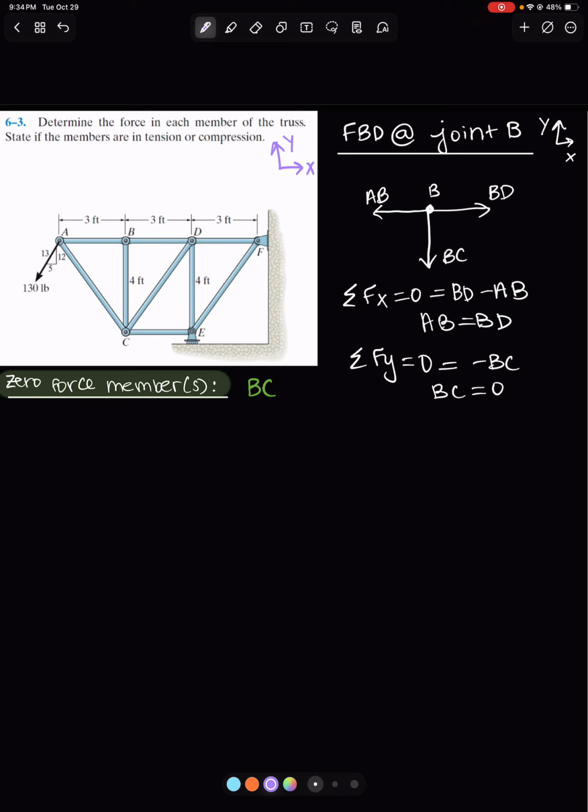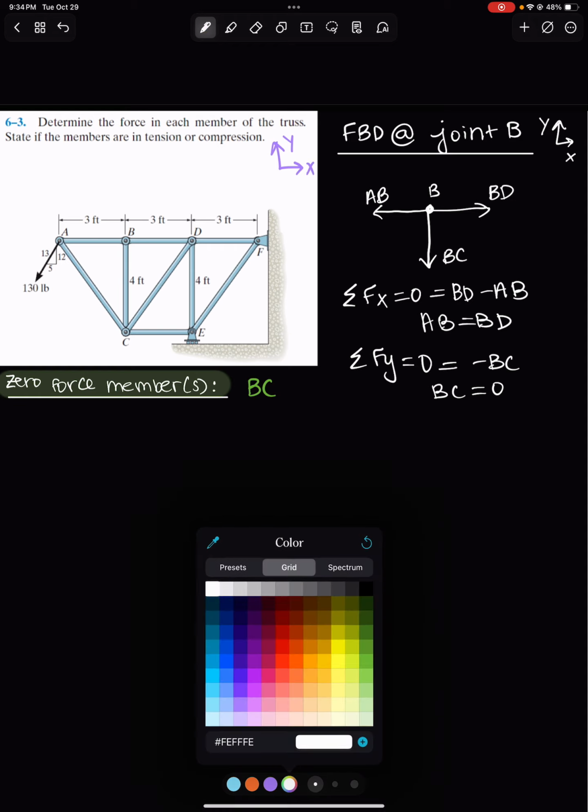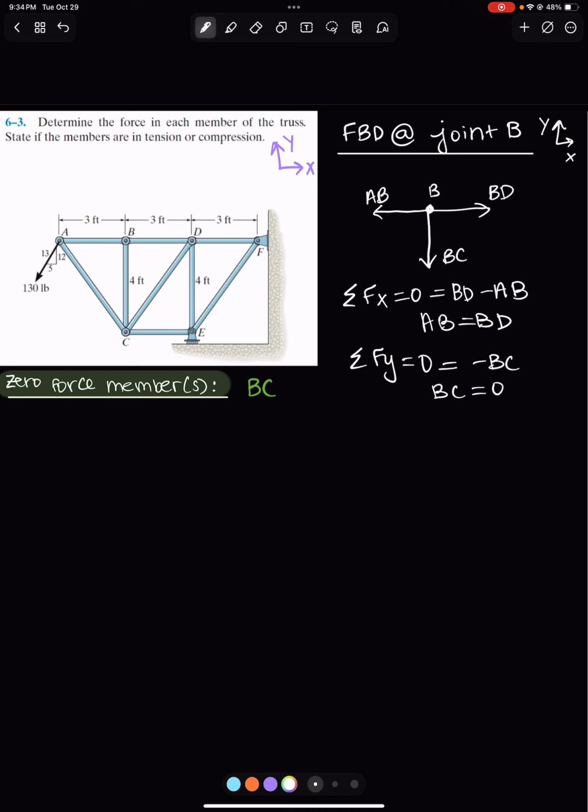Since the question asked to find the force in each member of the truss, that leads me to believe that I should use the method of joints because we're solving for each member. That's not always the case, but more often than not it is. If they want specifics, then I would use the method of sections. So here we're going to use the method of joints.